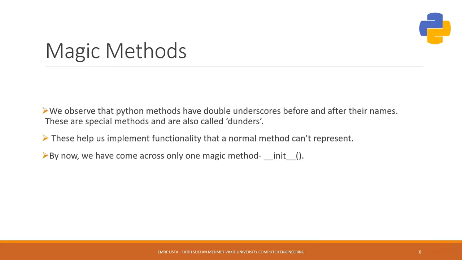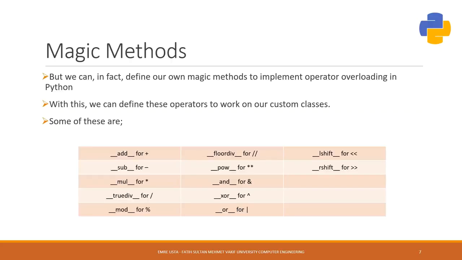We observe that Python methods have double underscores before and after their names. These are special methods and are also called dunders. These help us implement functionality that a normal method can't represent. By now, we have come across only one magic method. We know __init__. But we can define our own magic methods to implement operator overloading in Python. With this, we can define these operators to work on our custom class.